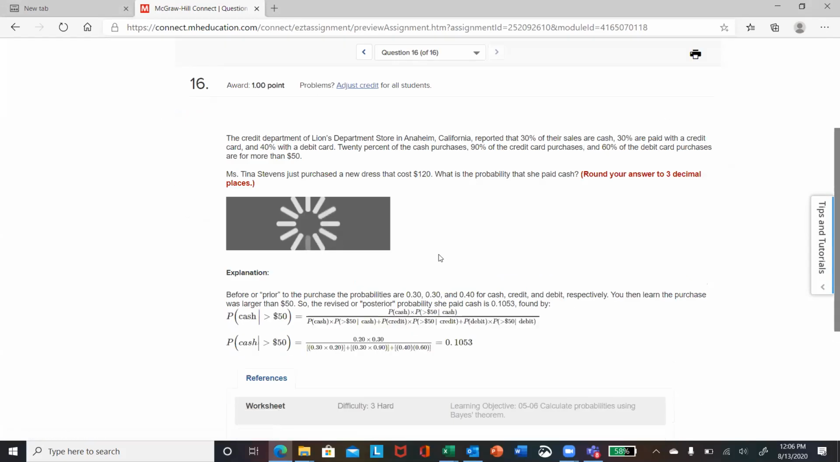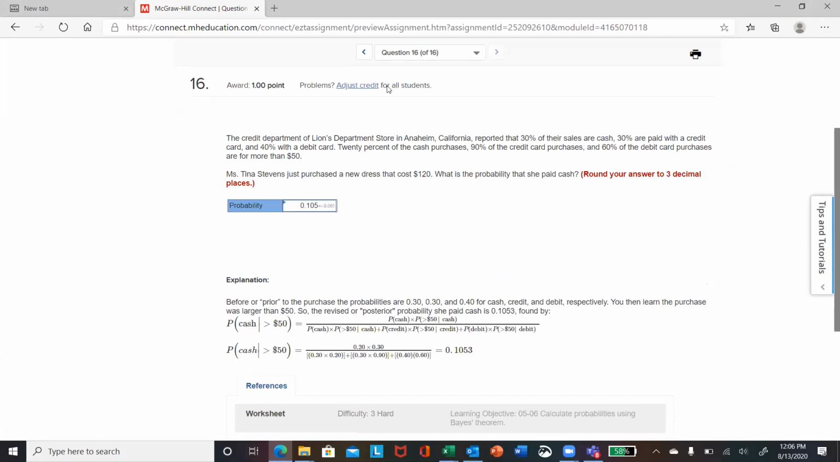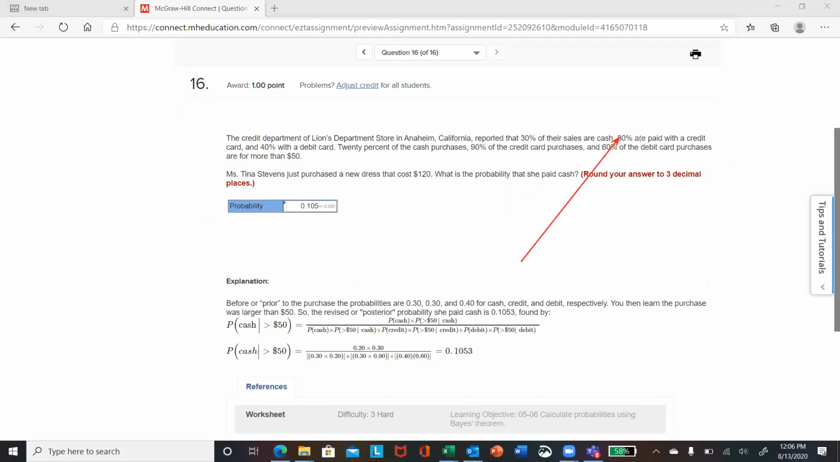All right. Okay, one more, last Bayes theorem problem. This is 16. And on this one, it looks like they give us three margins. You've got cash sales, credit sales, and debit card sales. Notice 30 plus 30 plus 40 gives you 100%. And then the condition is going to be if they spent more than $50. So again, let me show you my table, how I set this up.